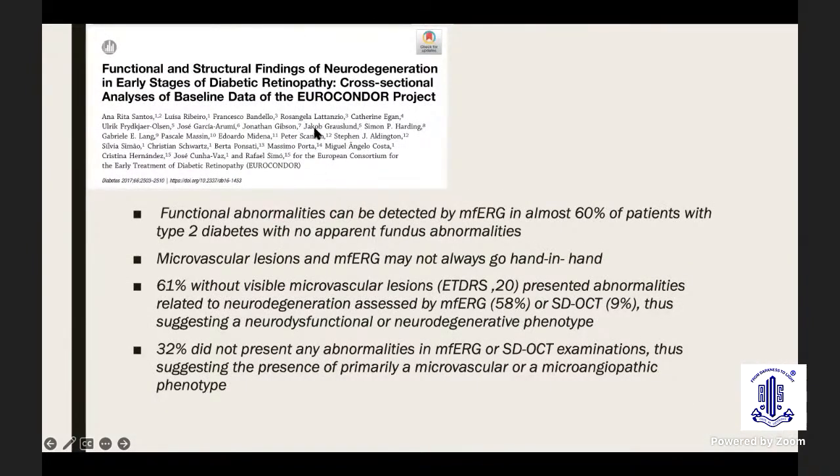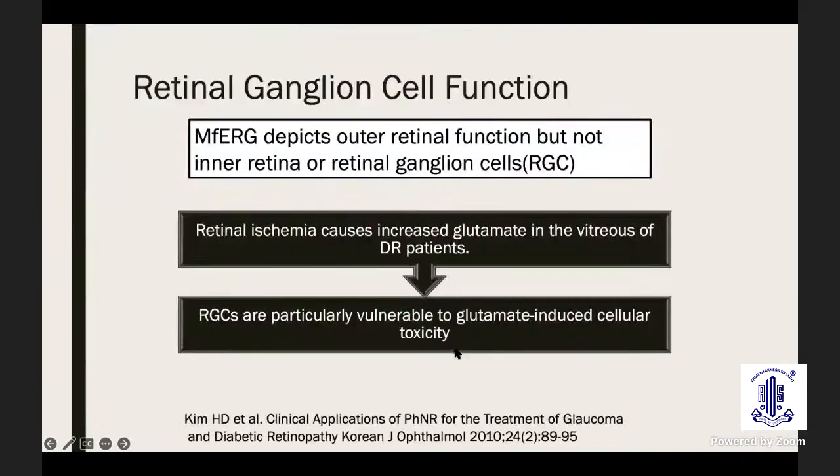There has been a nice study, the Eurocondor study, which has looked at the functional and structural parameters, but they have also mentioned that it is not necessary that the microvascular lesions and mfERG always go hand in hand. In fact, they said that 61% of patients without visible microvascular changes could have neurodegenerative changes, and this could be a new neurodegenerative phenotype of diabetic retinopathy, while 32% did not have any abnormalities on mfERG, but had abnormalities on OCT, and this could be primarily a microangiopathic phenotype.